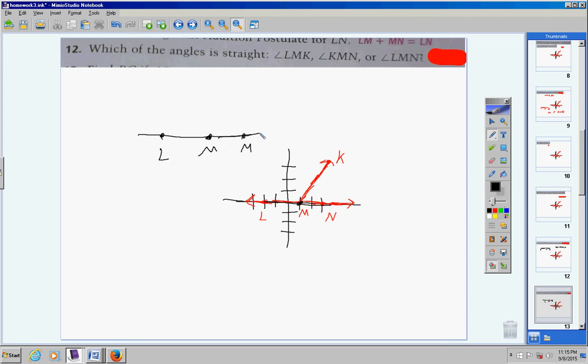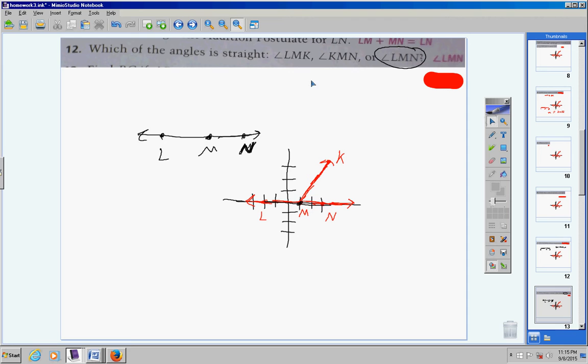Just go like this. Put a little arrow here, a little arrow here. And so we call that angle LMN or angle... I don't know why I keep drawing that at M. Angle LMN or angle NML. And here it is. LMN.